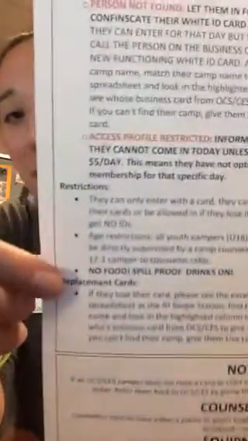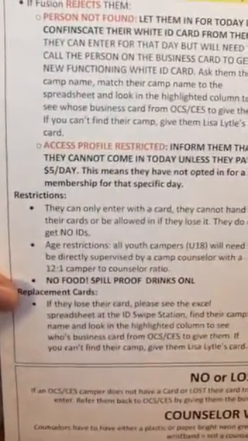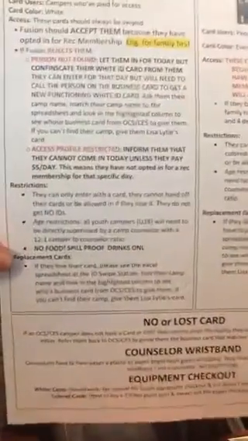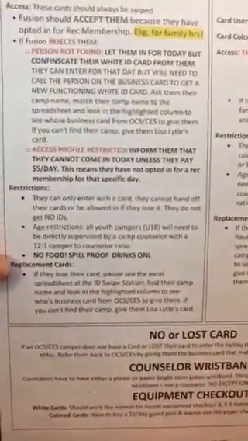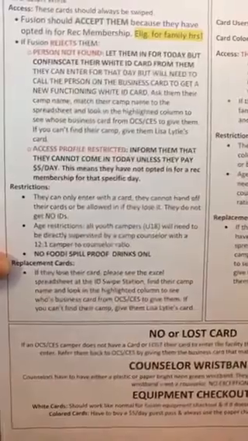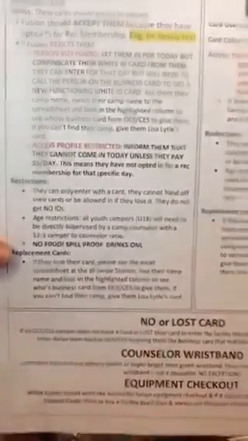The other reason that a white card would get rejected is that they have the access profile restricted. And this most likely means that they've only paid for certain days of the week. So for instance, Upward Bound has only paid for Monday through Thursday all summer. They don't pay for Friday, Saturday, Sunday because a lot of their campers go home. So if it says access profile restricted, you would actually deny them access and say, well, you can pay $5 to enter, but currently you haven't paid through our system for a membership for today.